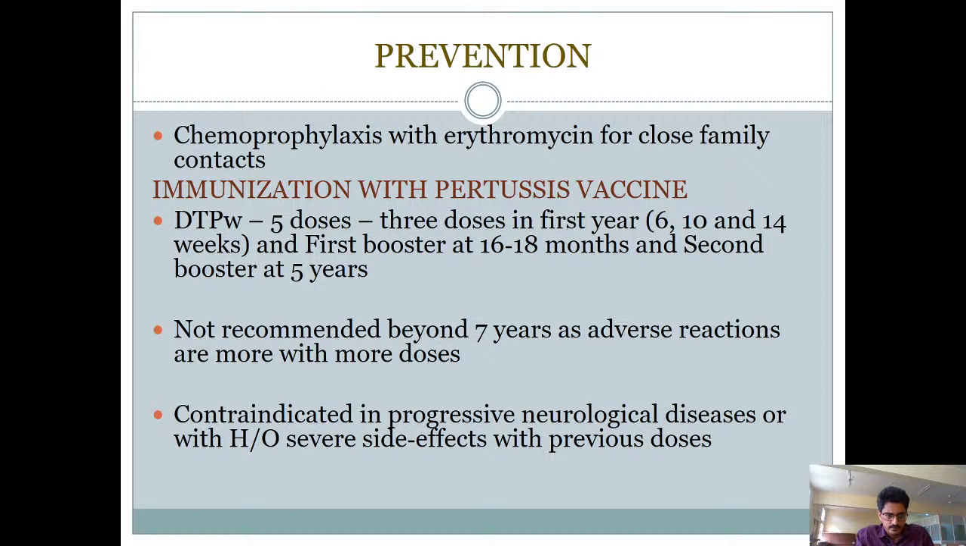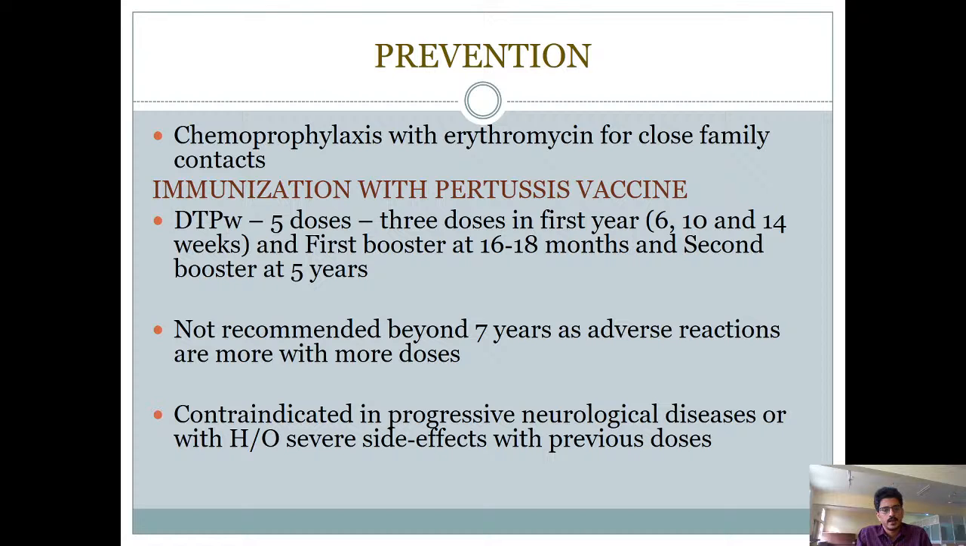It was given for 5 doses, like 3 doses in the first year, at 6 weeks, 10 weeks, and 14 weeks, and the first booster dose at 16 to 18 months, and the second booster at 5 years. So basically, DTP whole cell is not recommended beyond 7 years, as adverse reactions are more with more doses.